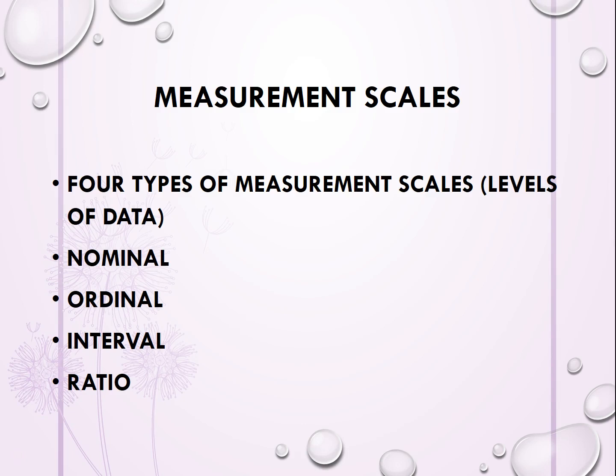Interval is a measurement where the difference between two values is meaningful. The difference between a temperature of 100 degrees and 90 degrees is the same difference as between 90 degrees and 80 degrees. Ratio has all the properties of an interval variable, and also has a clear definition of 0.0. When the variable equals 0.0, there is none of that variable.